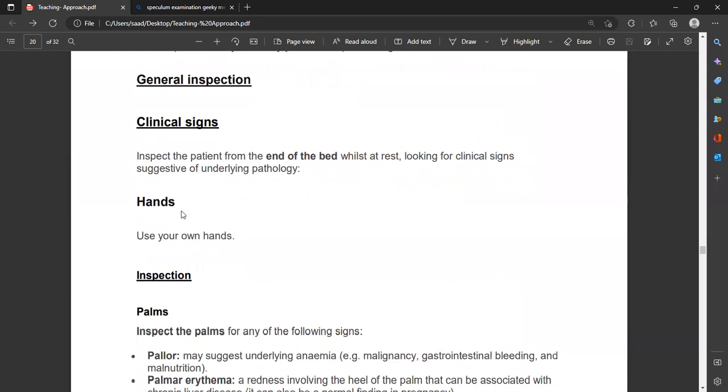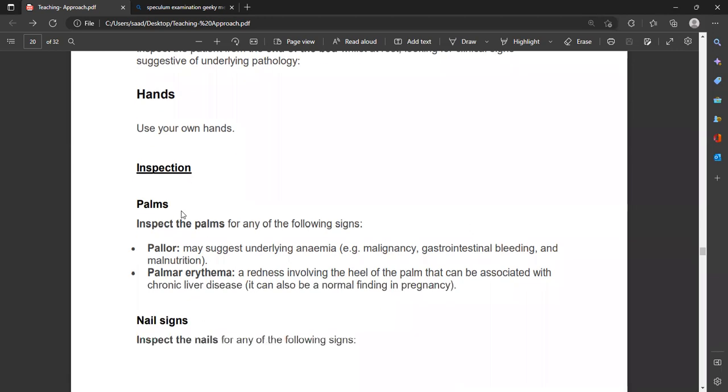Again, start with inspection, similar to testicular, go to one end of the bed. Just in this abdominal examination, this mannequin would be laying down. So again, do not touch the mannequin, it would be in laying down position. Then inspection starts from the hands. What you can do, because the mannequin doesn't have hands.